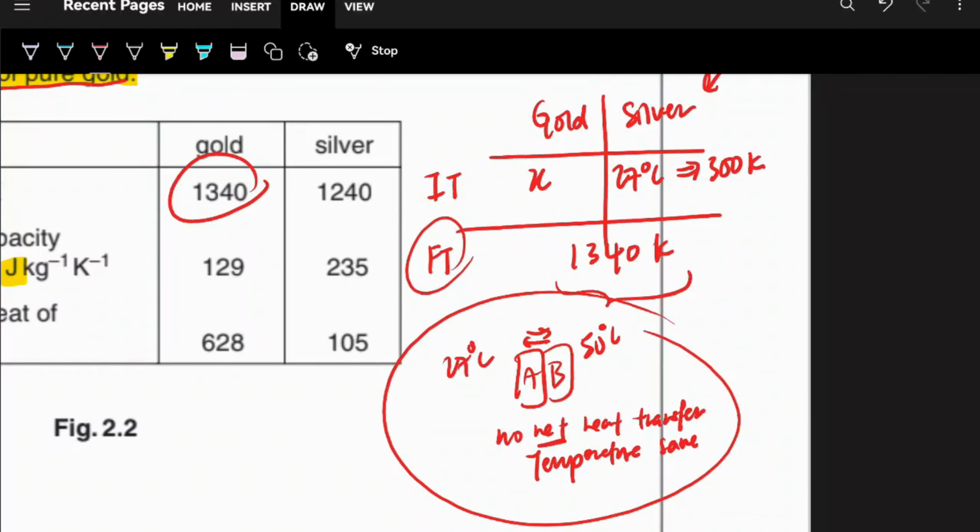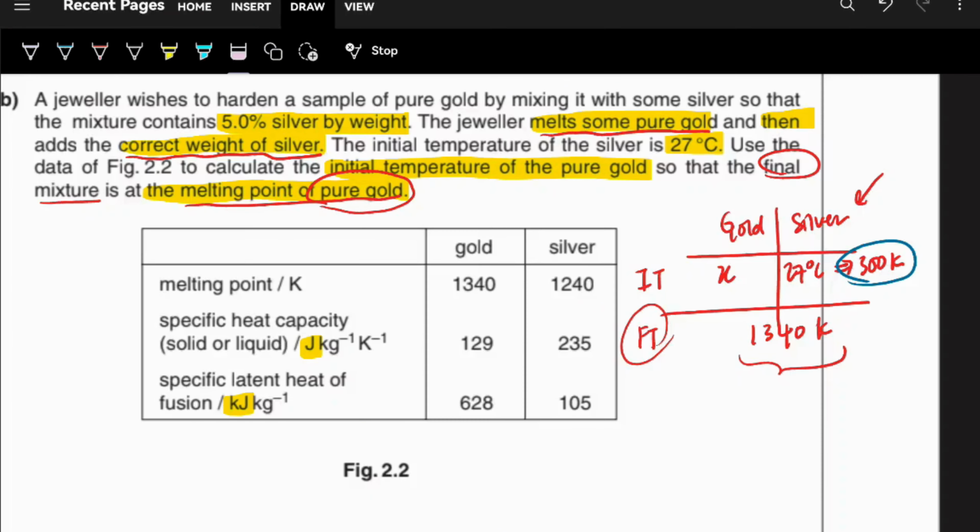Instead, it's now gold and silver. Okay. So now the question is, who is absorbing heat? Who is releasing heat? Is it gold that absorbs heat? Is it silver that absorbs? Or do they release heat? Who does what? So to know that, we need to look at their phase change. Or in other words, you can also look at the temperature change.